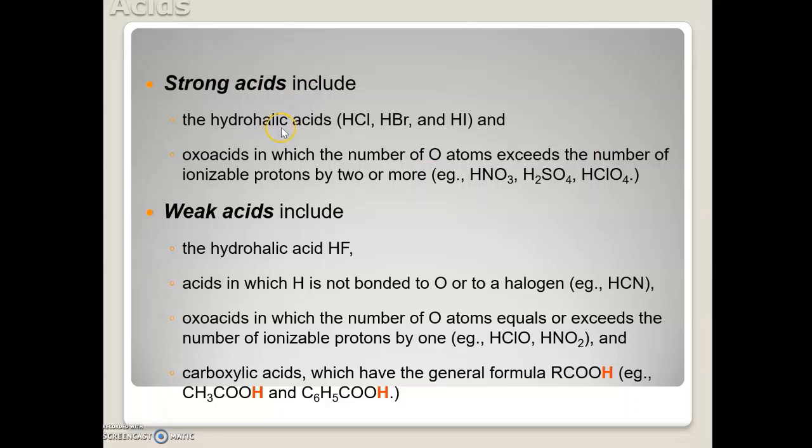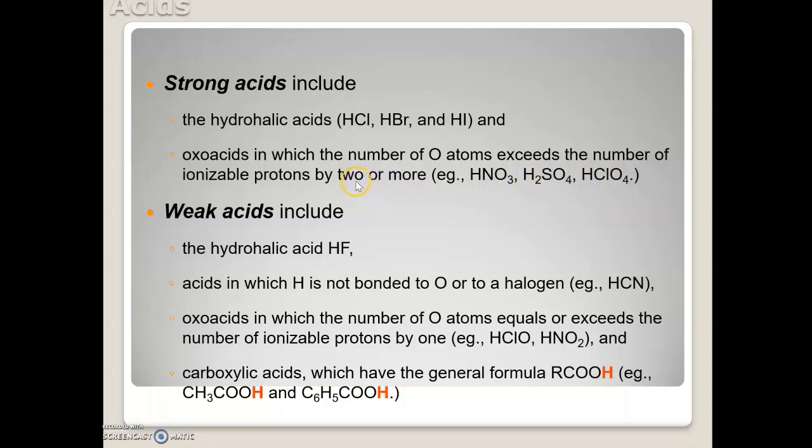Strong acids include the hydrohalic acids HCl, HBr, and HI. A strong acid can also be an oxo acid in which the number of oxygen atoms exceeds the number of ionizable protons by 2 or more. For example, we have nitric acid, H2SO4, and HClO4.